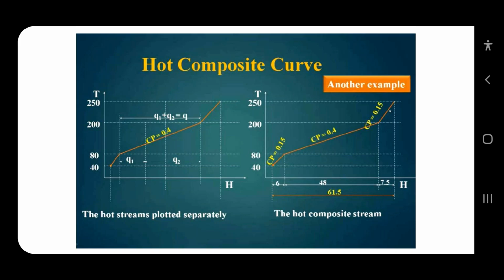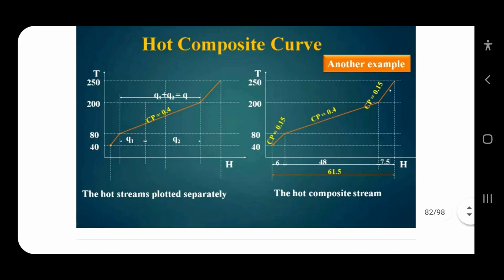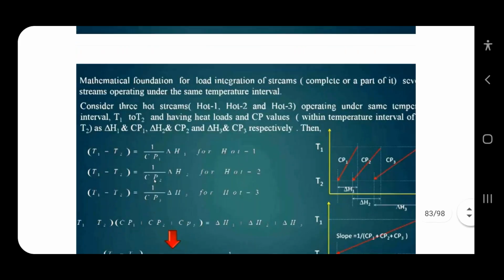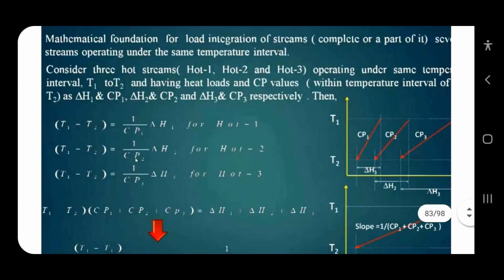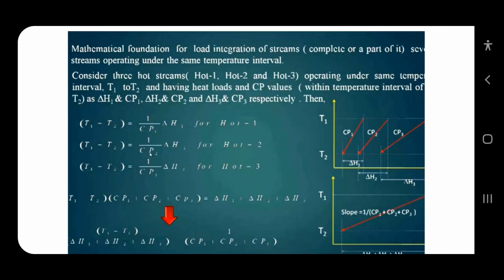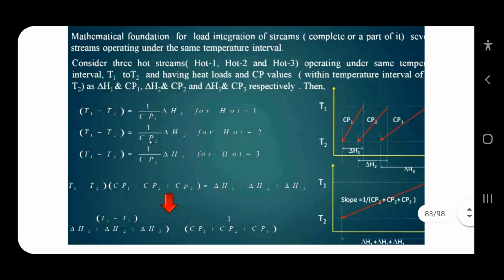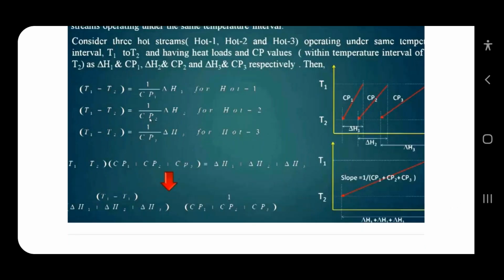Again, there are a few examples or problems. There is a CP1, CP2 and CP3. There are three lines parallel in the same section. So how do you add or merge three lines? By use of CP1 plus CP2 plus CP3. Calculate CP1 plus CP2 plus CP3 into delta T, where delta T is nothing but T2 minus T1. You will get total delta H. So total delta H is nothing but the complete diagonal section, that is from this point to the last.